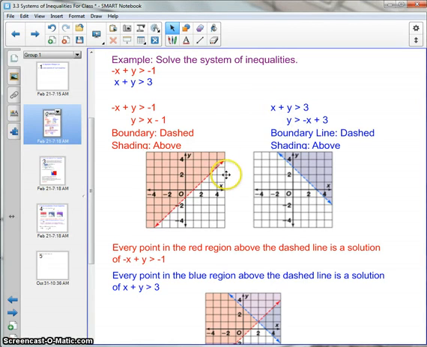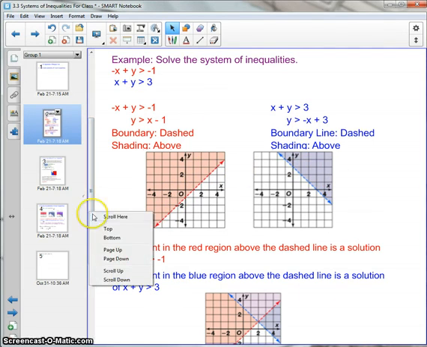So you have these two graphs. This red region here represents every point that is a solution to our first inequality. And then this blue region here represents our solutions, that any point within this blue region could be a solution to our second inequality, which is x plus y is greater than 3.